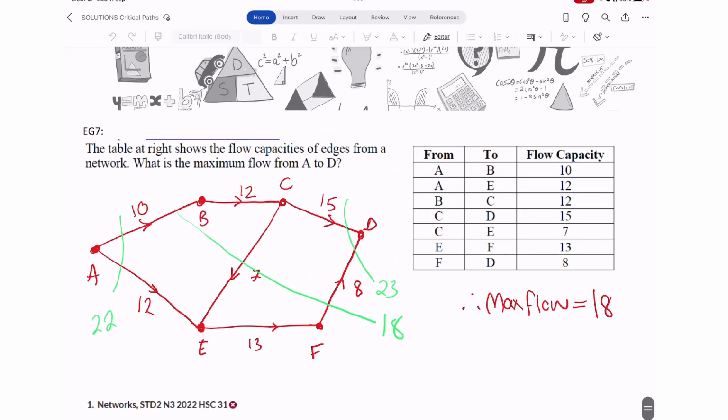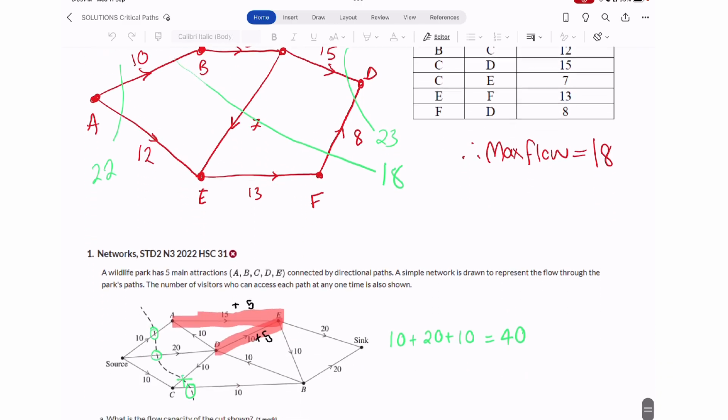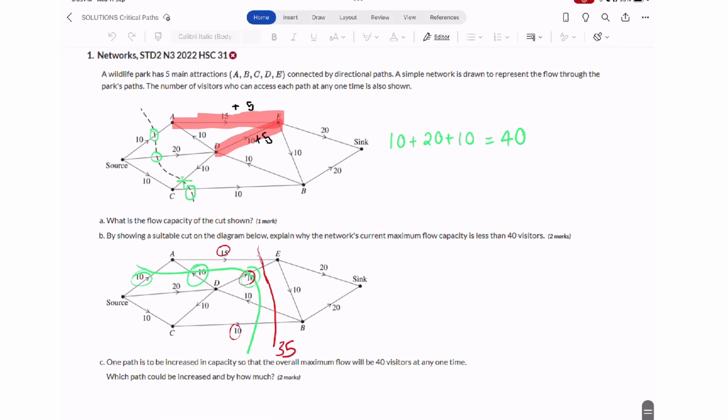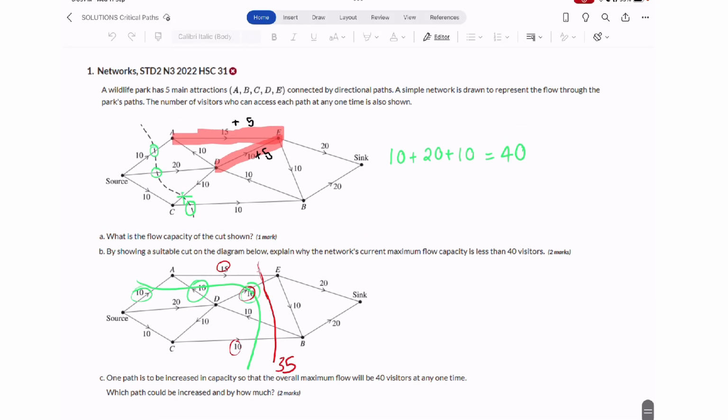All right, maximum flow for this one hopefully was 18. You can see where I did it there. Had a few other options, 22, 23, but yes, it was 18. And there's my answers to those last two as well.